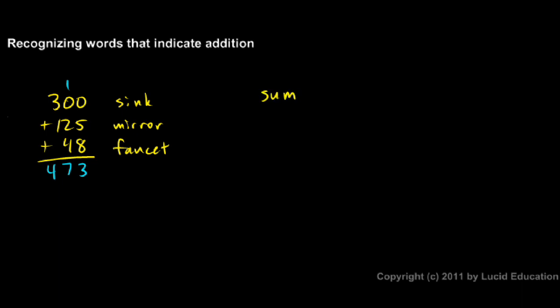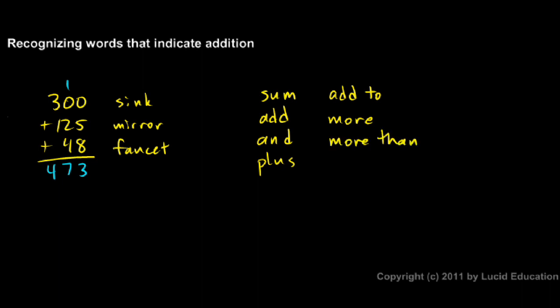The word sum obviously indicates addition. The word add or and indicates addition, as we've seen, or the word plus. Those are all pretty obvious. The phrase add to, or sometimes the word more, or the phrase more than. Like if Bob has $5 and I have $6 more than him, how many dollars do I have? Well, you would have to recognize that would be adding the 5 and the 6.